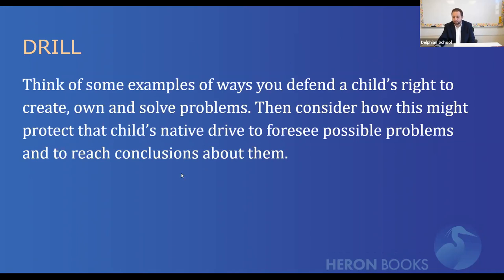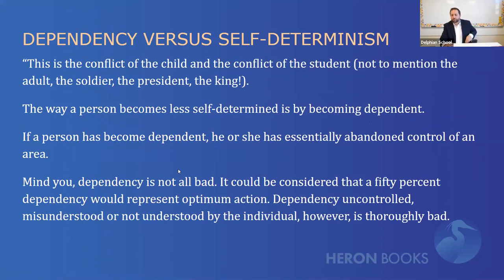So next slide, here's another great basic on this. Dependency versus self-determinism. This is the conflict of the child and the conflict of the student, not to mention the adult, the soldier, the president, the king. The way a person becomes less self-determined is becoming dependent. If a person has become dependent, he or she has essentially abandoned control of an area. Mind you, dependency is not all bad. It could be considered that a 50% dependency would represent optimum action. Dependency uncontrolled, misunderstood, or not understood by the individual, however, is thoroughly bad.